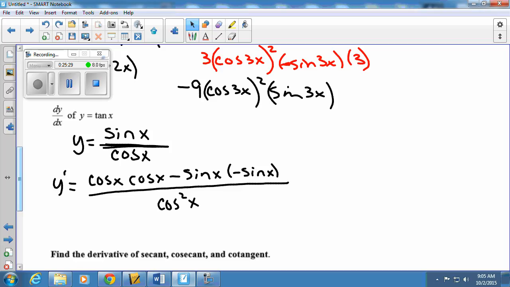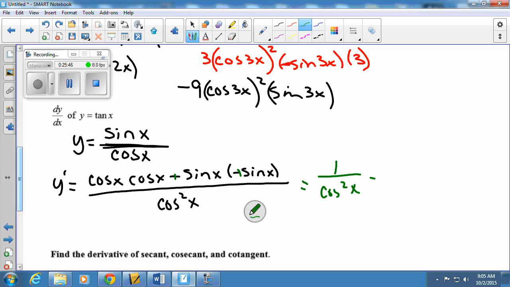It doesn't matter. What happens when I have these two negatives here? And if I clean this up, I have cosine squared plus sine squared. You've ever heard of that before? What's it equal to? Oh, look how sweet this turns out to be. And what's 1 over cosine squared equal to? What's another name for that? 1 over cosine. What's another name for that? Would you agree with that? So what's your derivative of tangent?